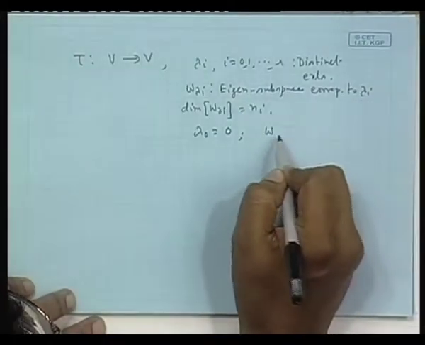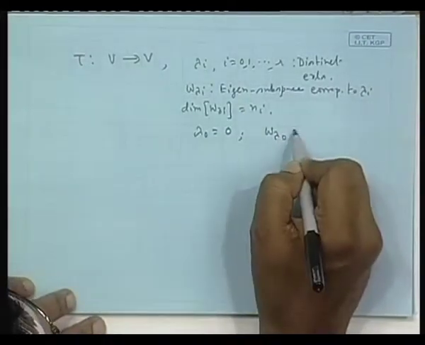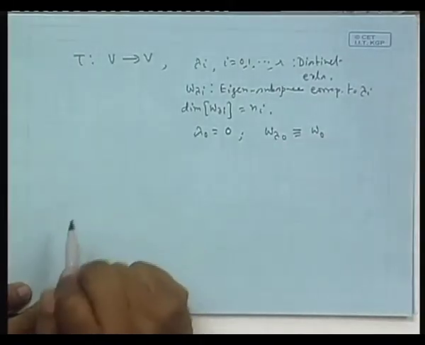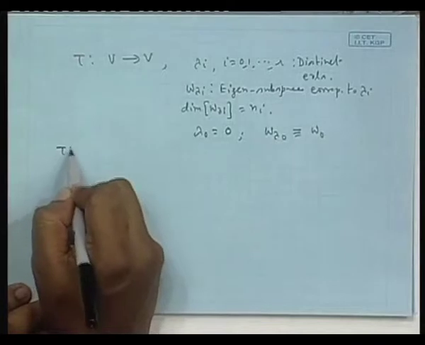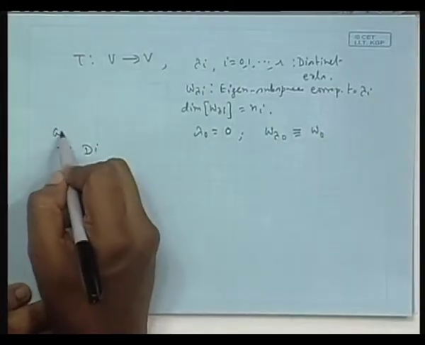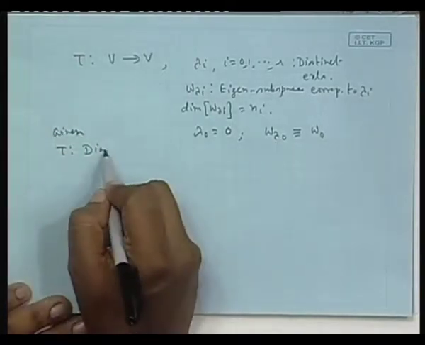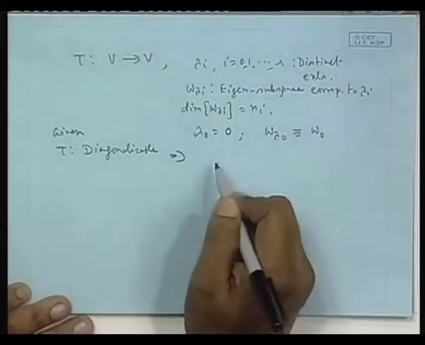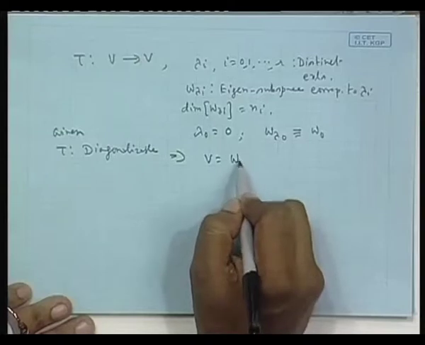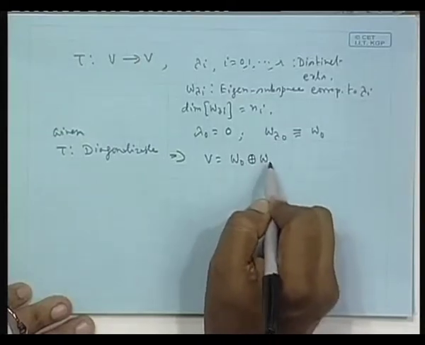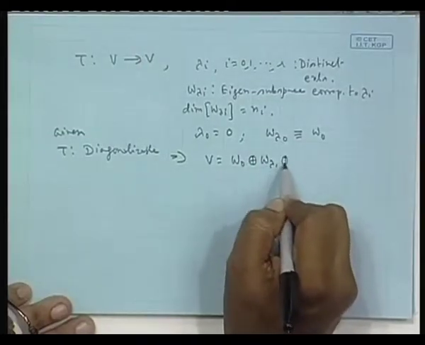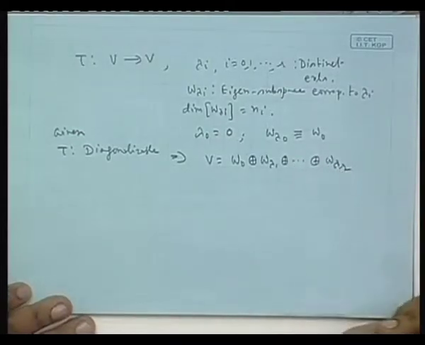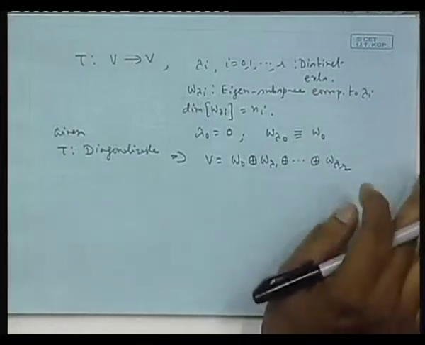Also W lambda 0 is 0, we then denote as W 0. Given T diagonalizable, meaning V is W 0 direct sum W lambda 1 up to W lambda r. Okay, this is what is given.